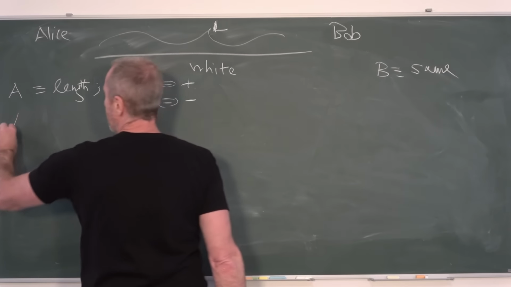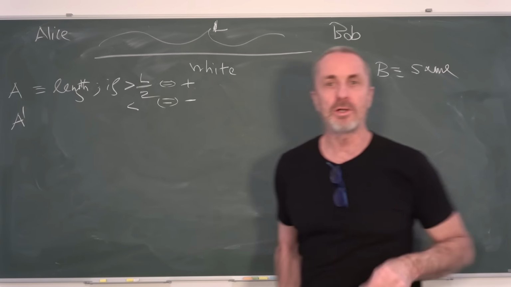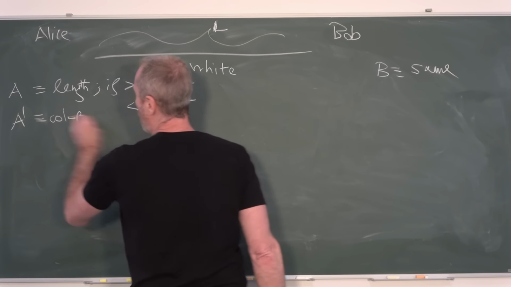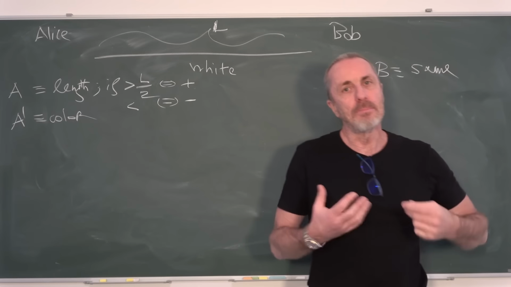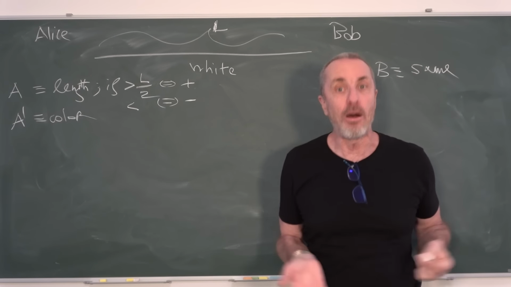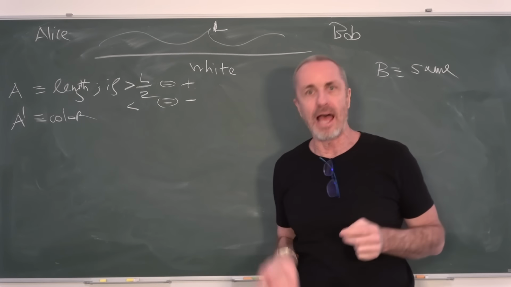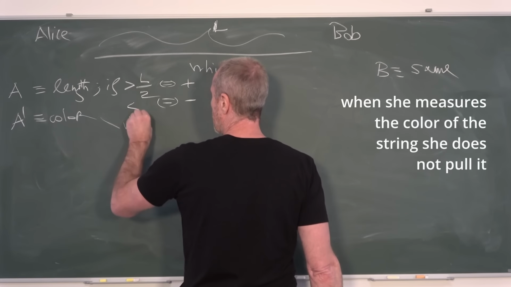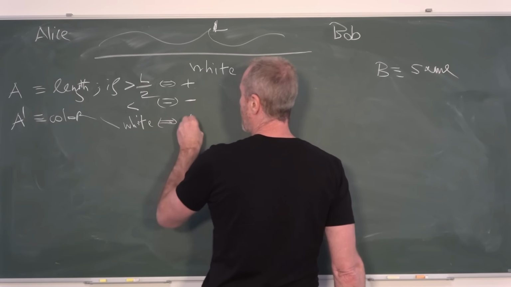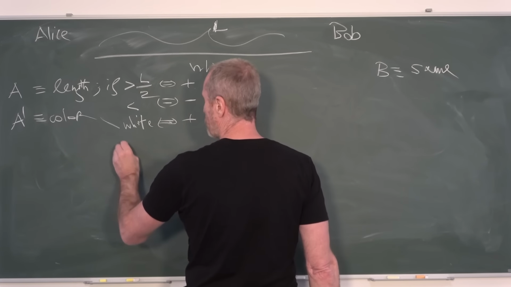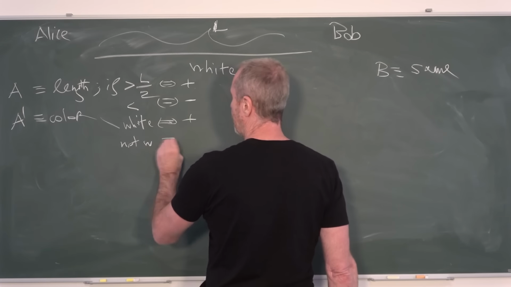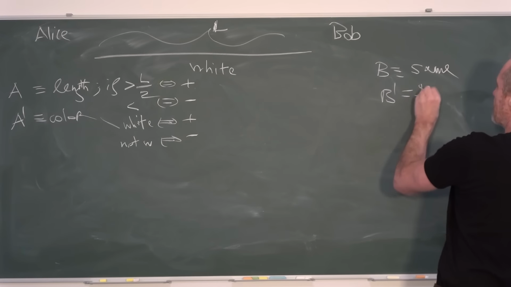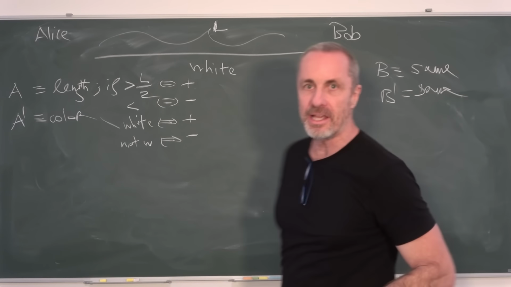Then we have measurement A prime. What is measurement A prime? Measurement A prime is about the color. Alice measures the color. How does she do that? She simply looks at the string. If it's white, then the outcome is plus. And if not white, then the outcome is minus. And B prime for Bob is exactly the same, but on his side.